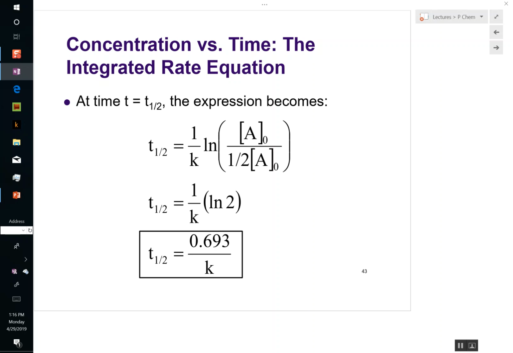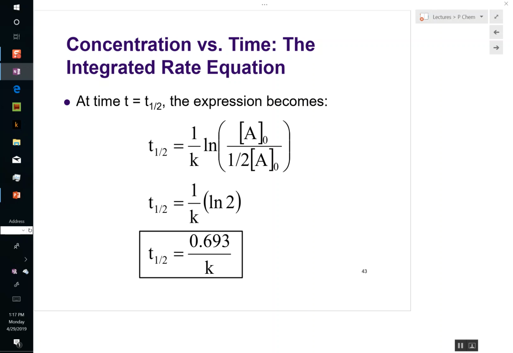And notice now in this half-life equation, there's no concentration in it. The actual concentration has come out of there. It's just half-life is this number divided by the rate constant. So just knowing the rate constant, you can calculate half-life for a first order reaction.